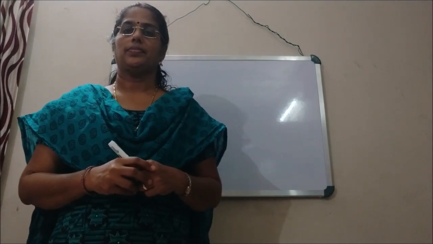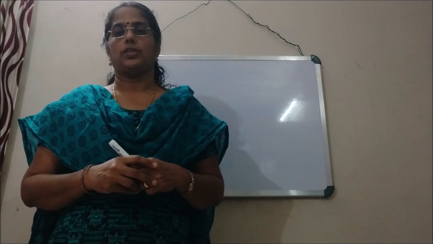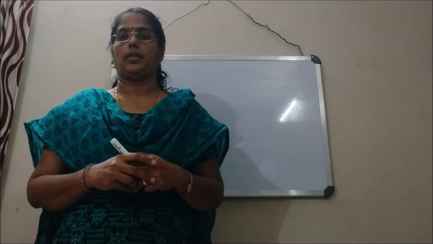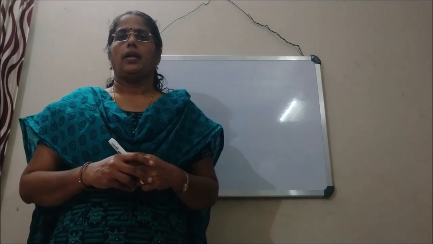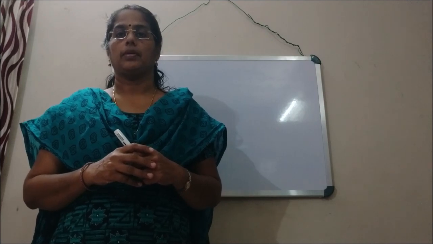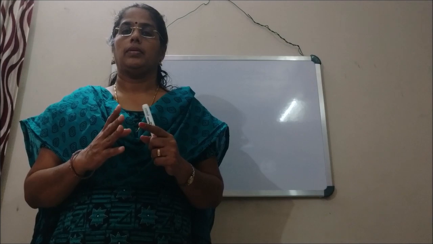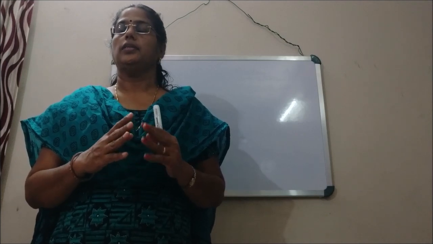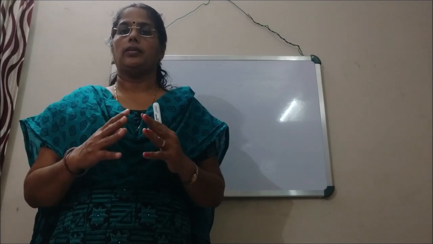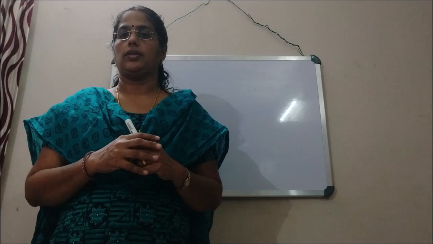Dear students, today I am discussing electrochemistry, the third chapter in the plus 2 chemistry. Electrochemistry is a branch of science that deals with the production of electricity by spontaneous redox reactions and the use of electricity to undergo non-spontaneous chemical reactions.